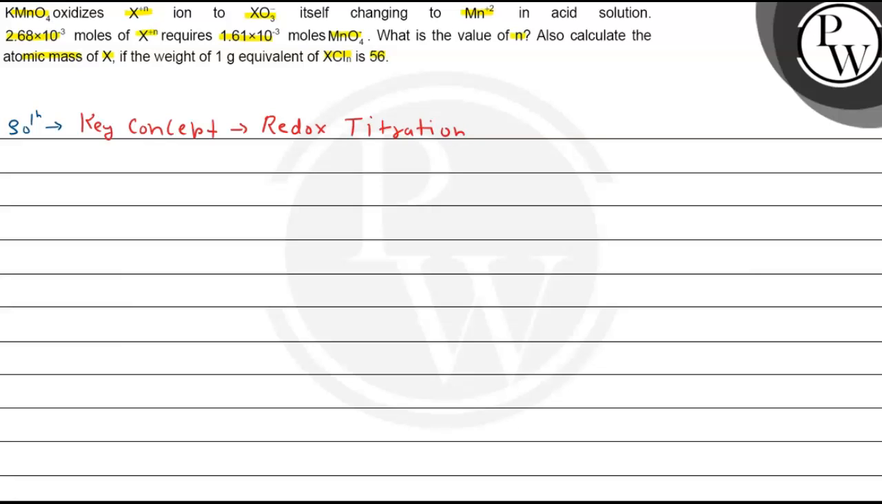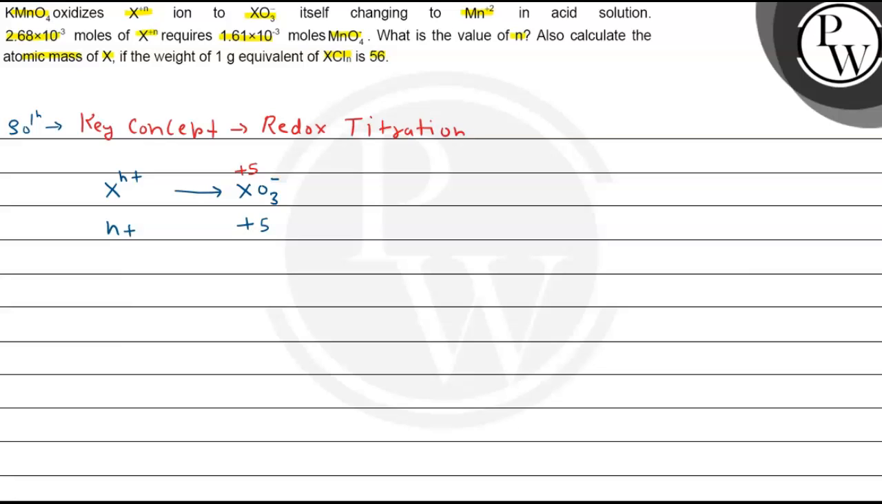According to the question, first of all we are given that Xn+ is changing into XO3⁻. Here first of all we have to calculate the oxidation state. So we know that here the oxidation state is n+, and here the oxidation state of X will be calculated and it will become 5. So we can say that here the oxidation state of X is 5.